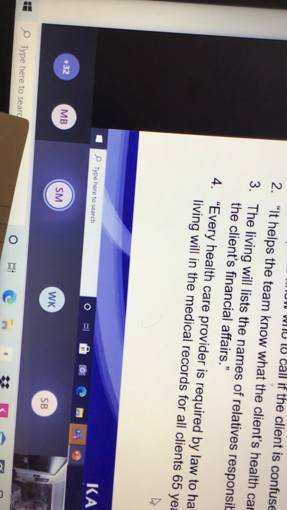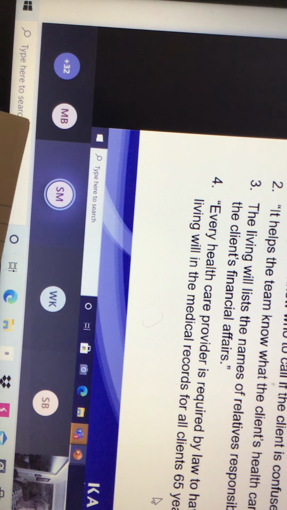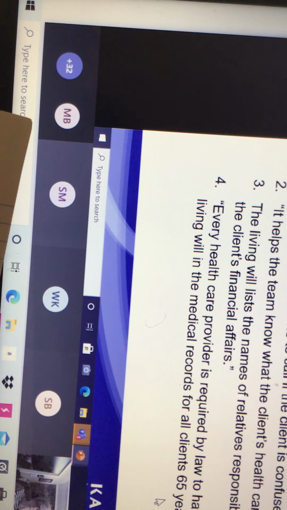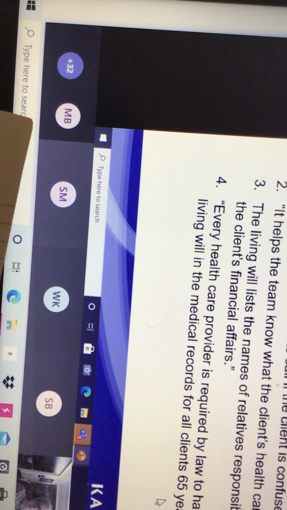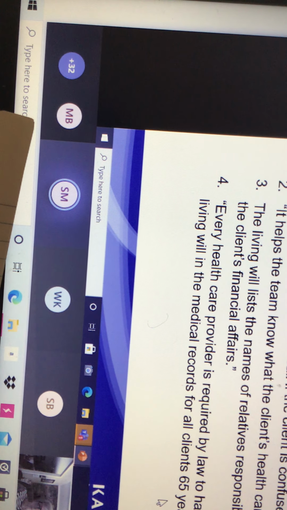The LPN cares for clients in a long-term care facility. The client's family asks the LPN, why is it necessary to have a copy of a living will in the client's chart? What response by the LPN is best? What kind of question is this? Priority or evaluation?